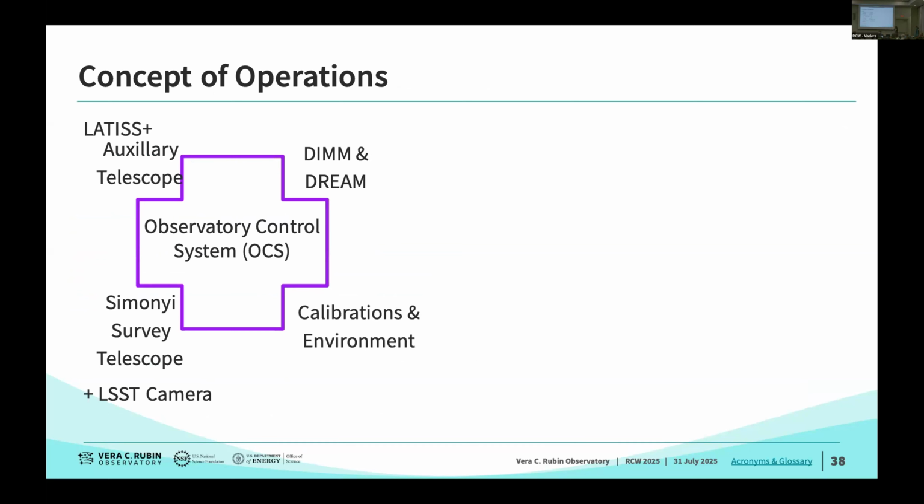The entire observatory is controlled by the observatory control system, and that controls the 4 major components, which is basically our telescope, the Simonyi Survey Telescope, our camera, the LSSTCam, and the LATISS, the DIMM and the DREAM instruments, which basically give us an independent measure of the seeing and the atmospheric quantifiable measures that eventually go into our feature-based observations for the nighttime, and the calibrations and the entire environment system of the facility.